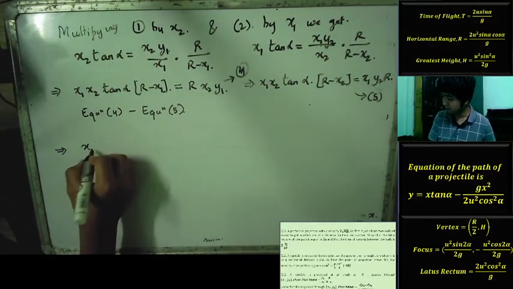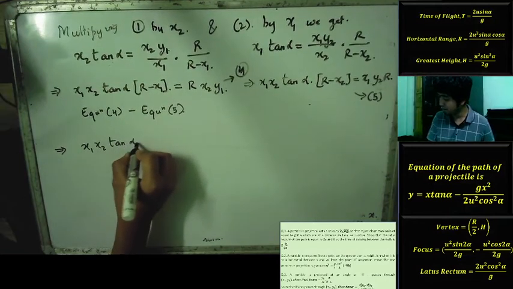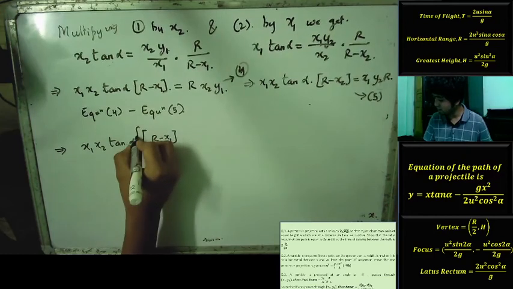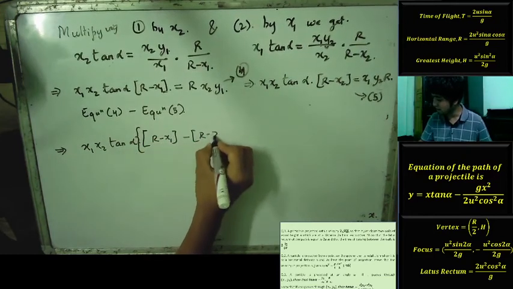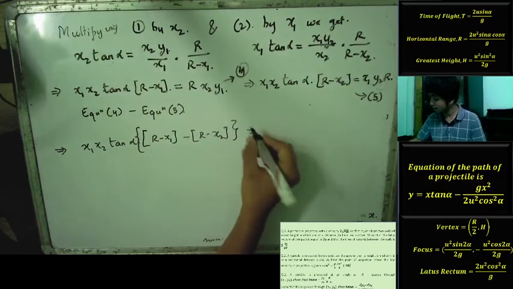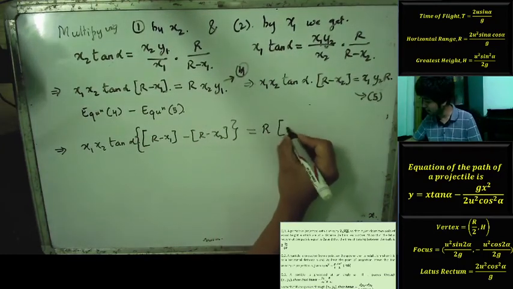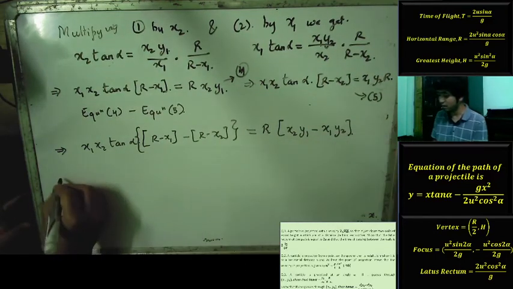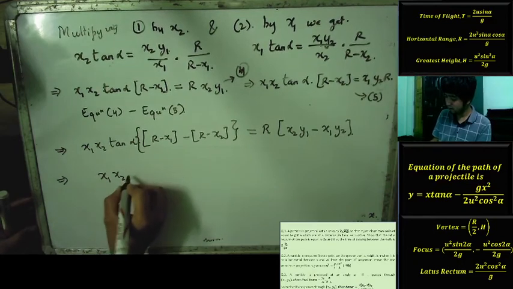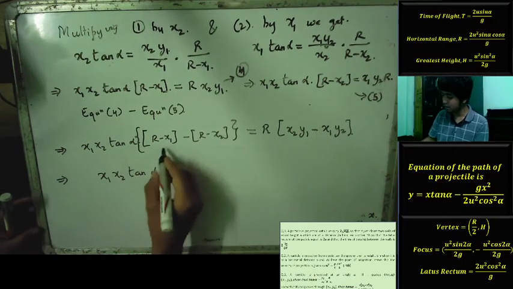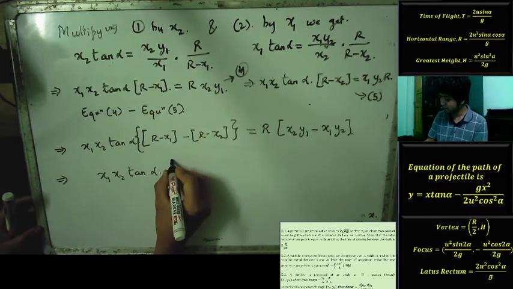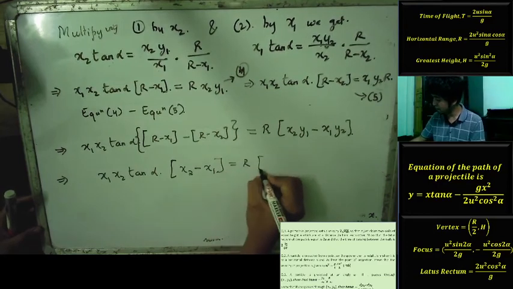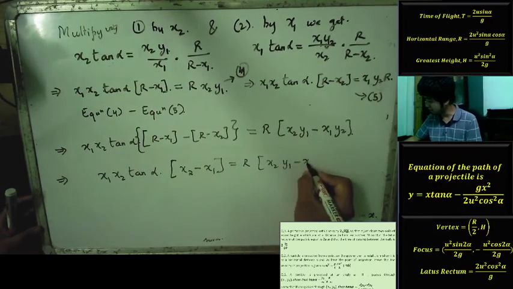So we'll have x1 x2 tan alpha, which we can take common, times r minus x1 minus r minus x2. This is what we have on the left hand side, and the right hand side will be r times x2 y1 minus x1 y2. So this is what we have. Tan alpha times x2 minus x1 equals x2 y1 minus x1 y2.